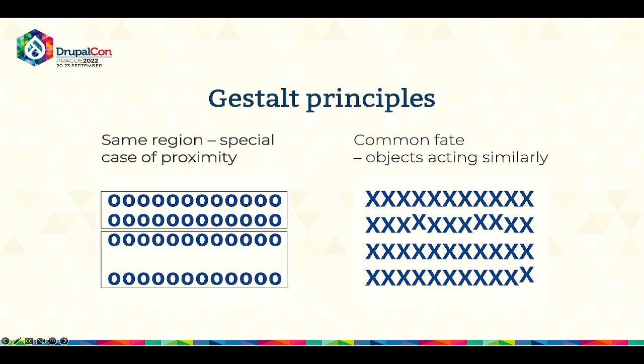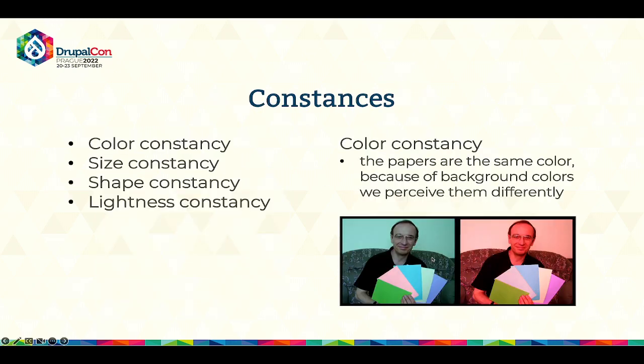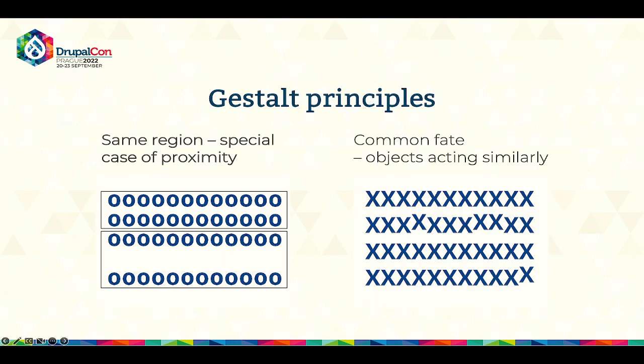And then there is common fate. That's something that is usually connected to movement. So those things that move at the same time are considered to be of the same group, even if they are kind of random in there. But because they move at the same time in the same direction, we consider them as one group.